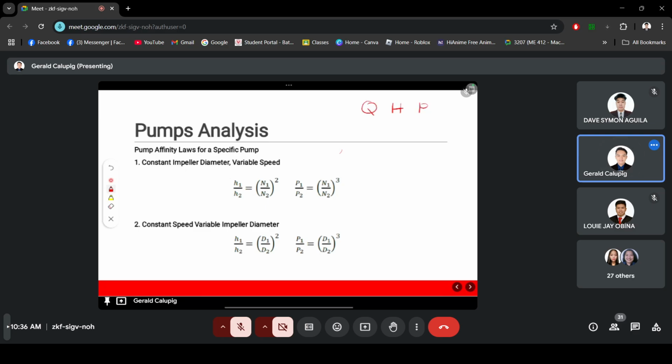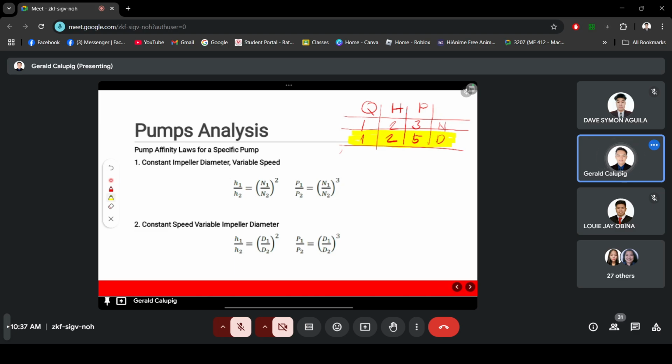Q, H, P. 1, 1, 2, 3. This is in diameter 5, 2. Right? So we can have here constant impeller diameter and variable speed. You have stated that it is constant impeller diameter, so we can cross this out since you have constant impeller diameter, right?